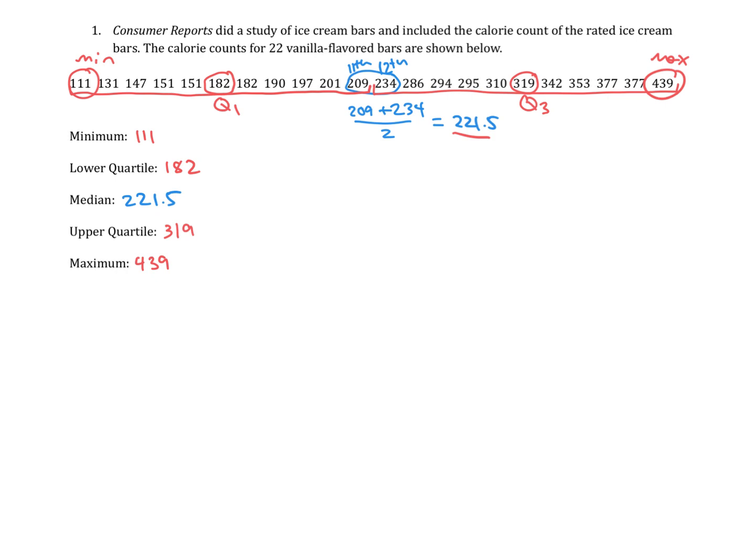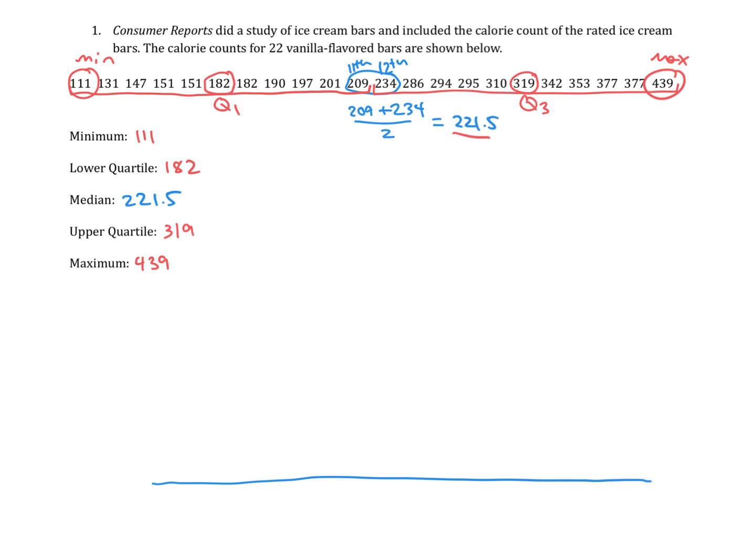So the next step is to make a number line where we have a constant scale. So I'm going to, at the bottom of my page, do my best to make a nice straight line. And I need to put a scale on here that includes all of my numbers. My numbers range from 111 to 439. So I could go from 0 to 500. I could go from 100 to 500, 100 to 450.